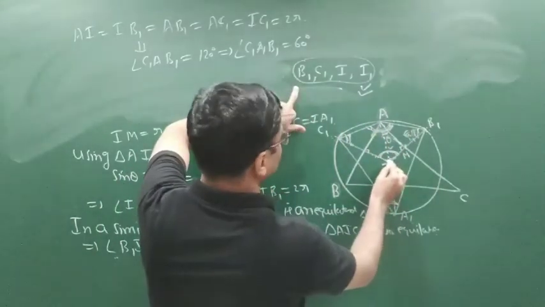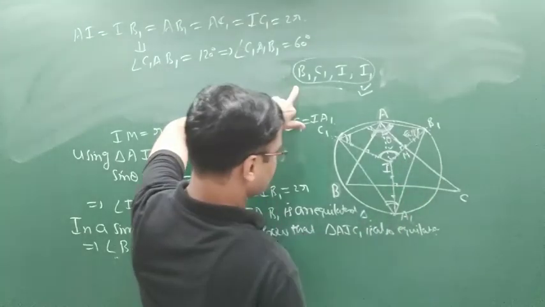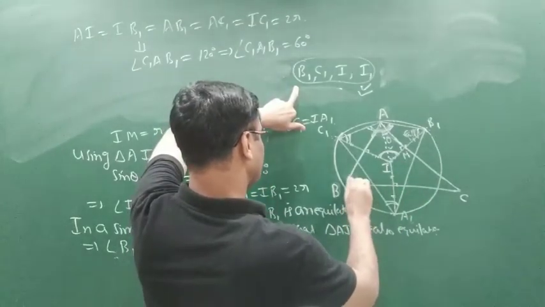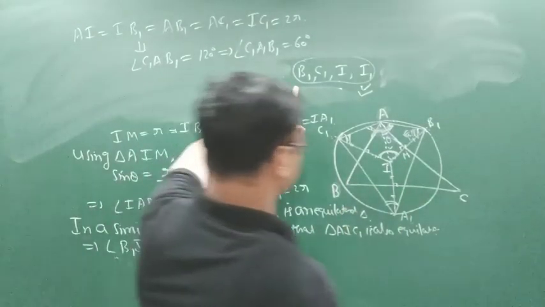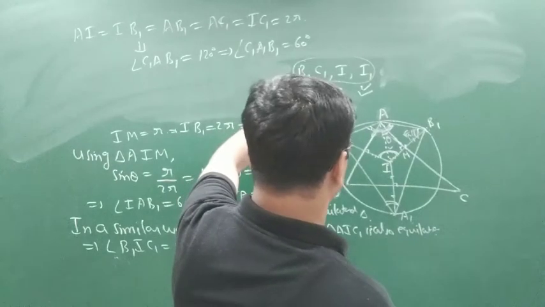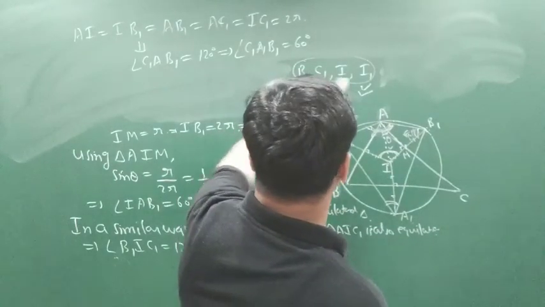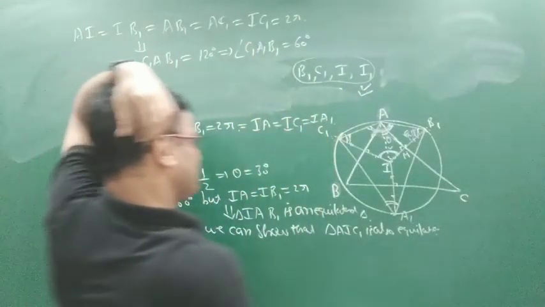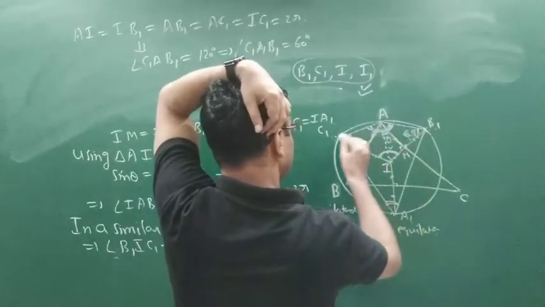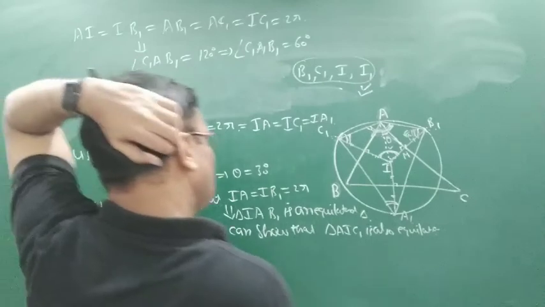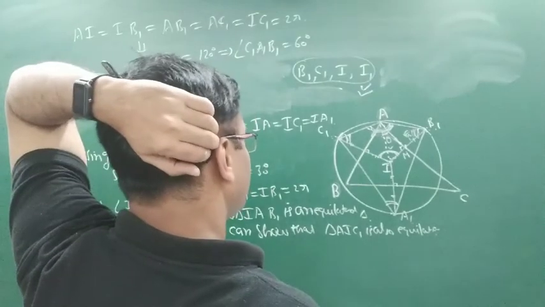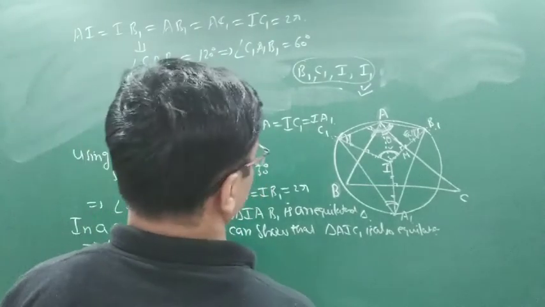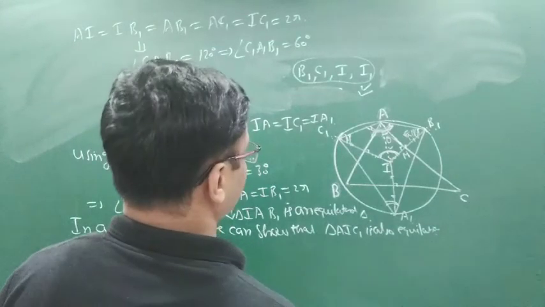I is the incenter of the triangle ABC. I1 is what? I1 is the incenter of triangle A1B1C1. I is the incenter of triangle A1B1C1. Okay.